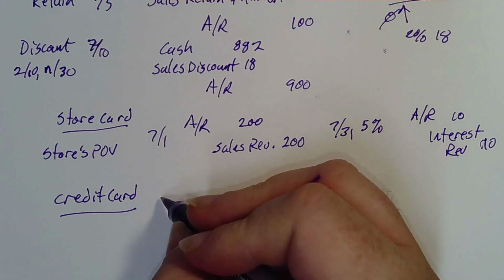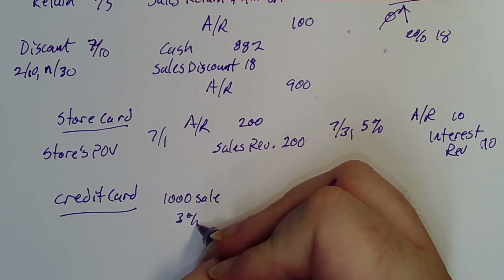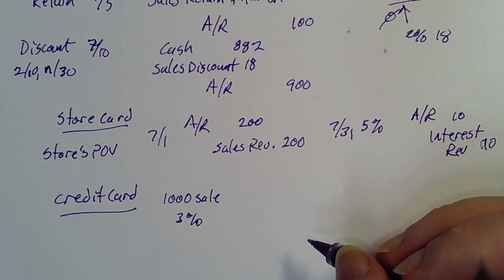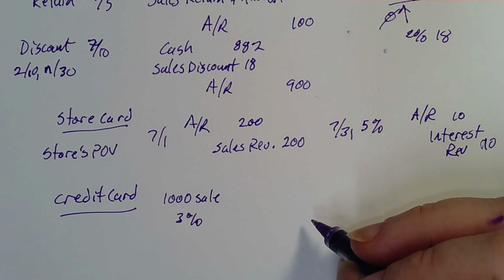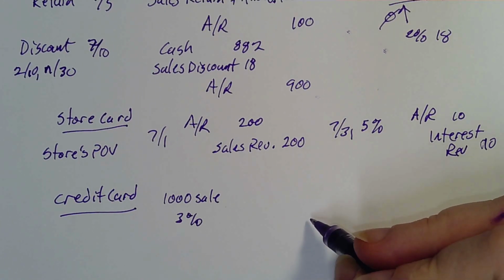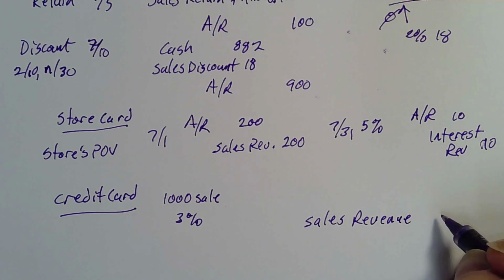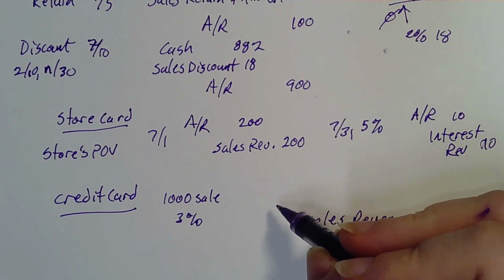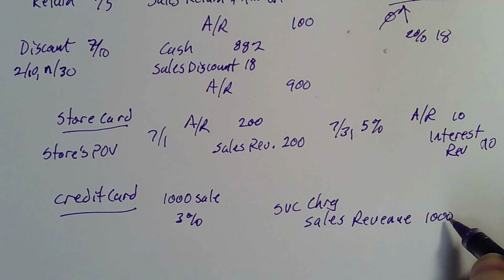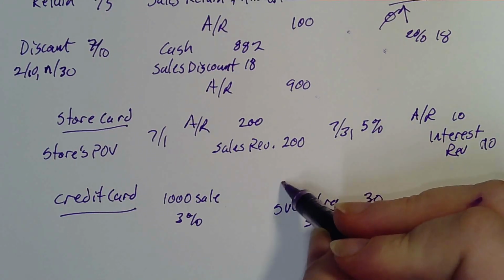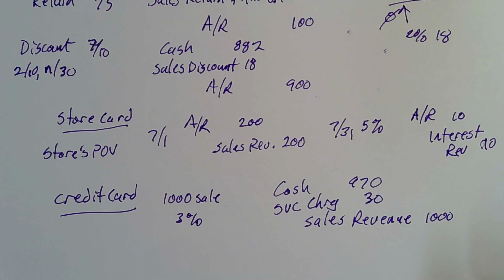So let's say we have another $1,000 sale, and let's say the credit card company charges 3%. So the store that's selling the stuff but is going to accept the credit card, they've got sales revenue of $1,000, but the credit card company takes a service charge of 3%, which is going to be $30, and therefore the store actually gets $970. Now, is it worth it? Most of the time it is worth it.